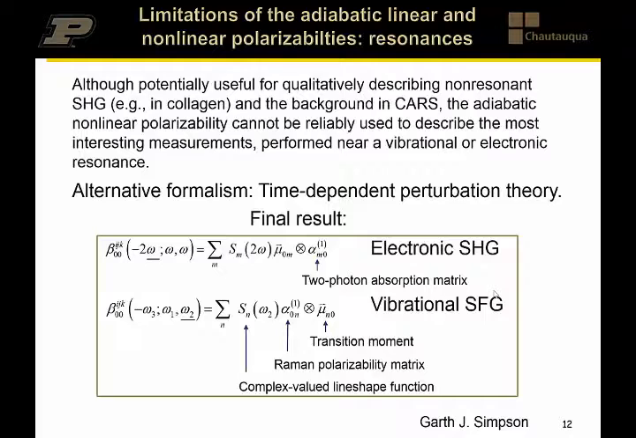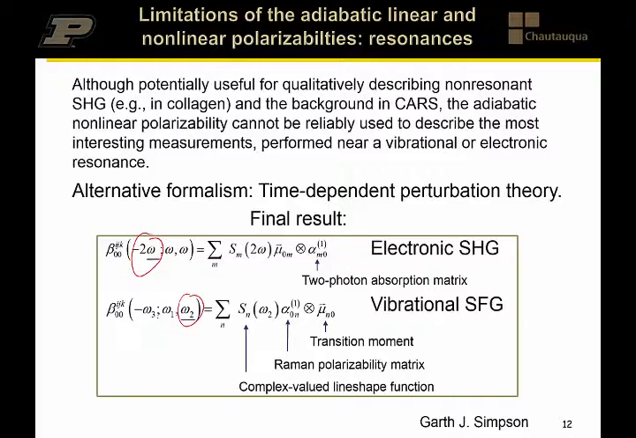So the final outcome, and we're going to look at the two most common cases. One is second harmonic generation with electronic resonance at the doubled frequency, and that's indicated by the underscore. And the other is vibrational sum frequency generation, where the resonance is with an infrared photon, which is indicated by the underscore here as omega 2, but you could think of that as omega IR.